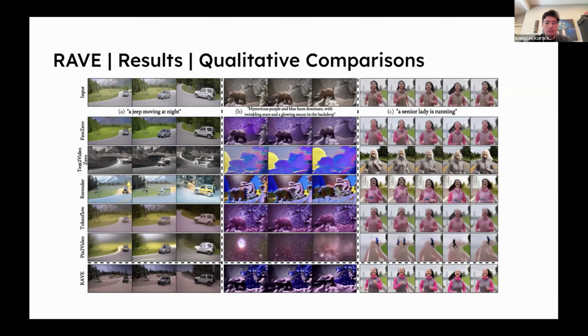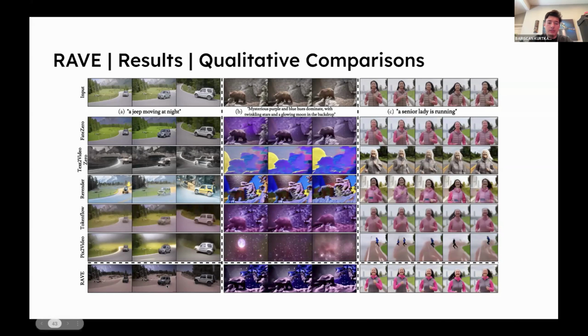and Rerender has some lighting issues. TokenFlow, since they're computing the nearest neighbor field, is a little bit smooth. It's blurry in the left one and the middle one. The Pix2Video has a lot of computation problems in their source code, so it was a little bit problematic.